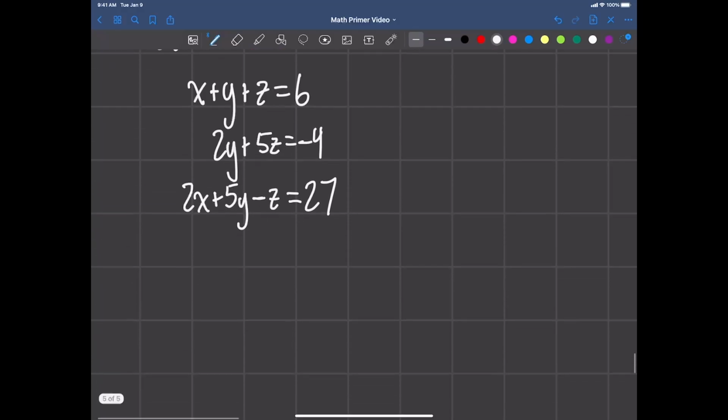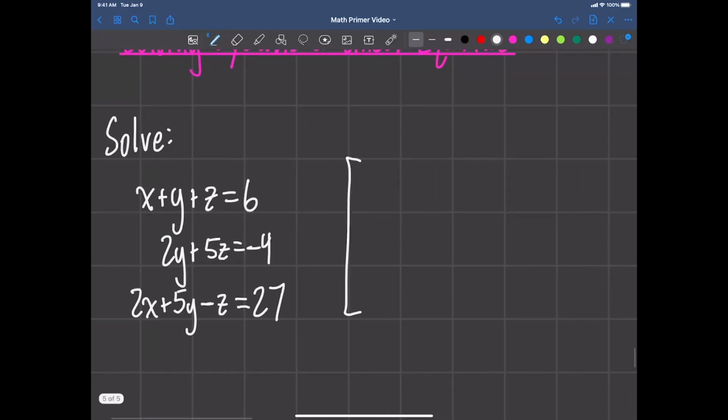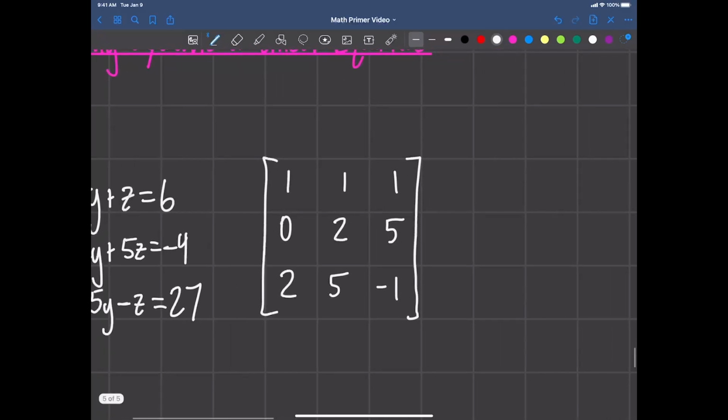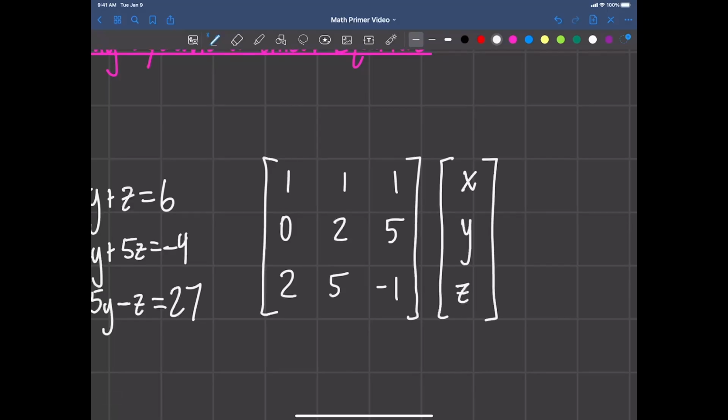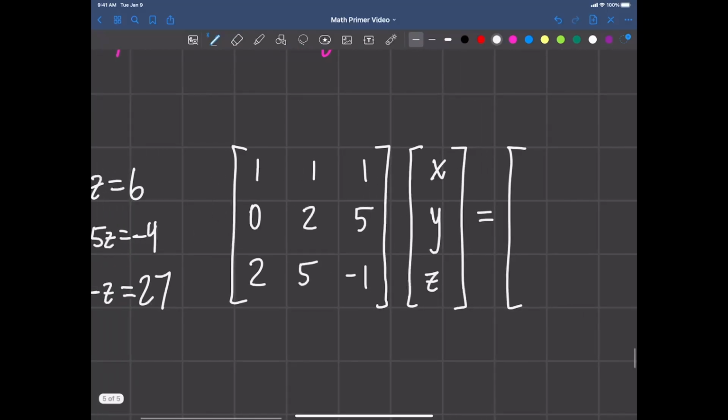We can view these as matrices, where we take the constants of x, y, and z. So 1, 1, 1, because of the invisible constant 1 here. We do the same for the other equations, multiplied by the vector x, y, z. And it should equal what each of the equations equal: 6, negative 4, 27.